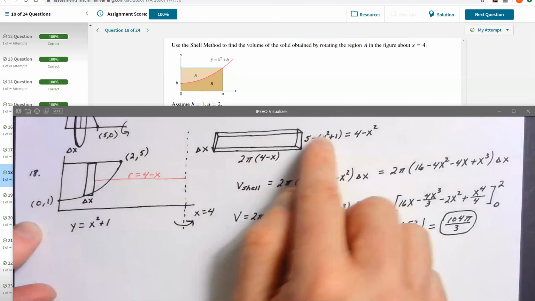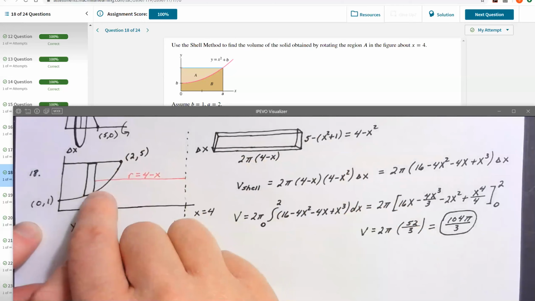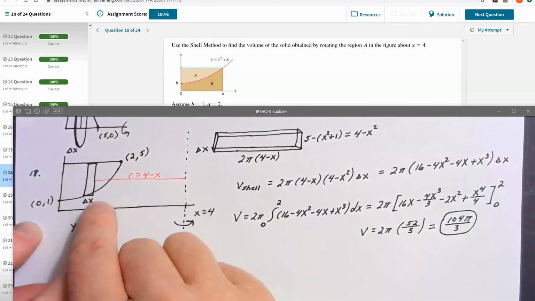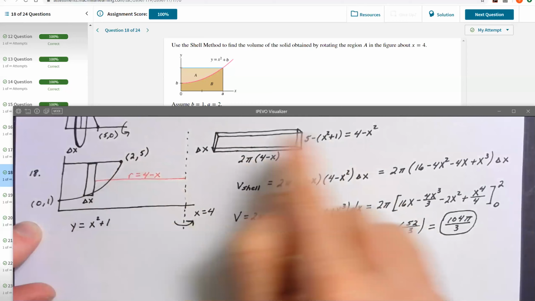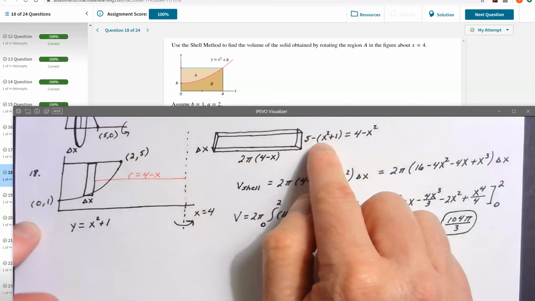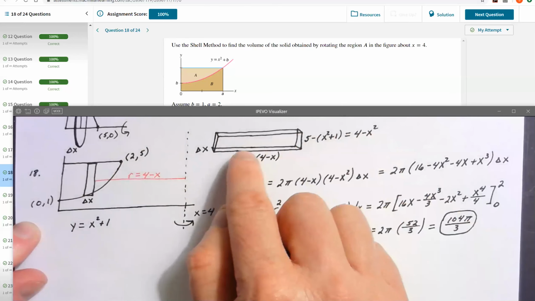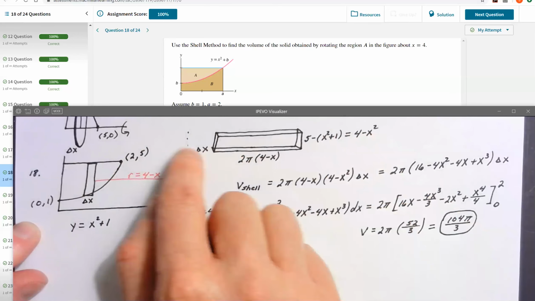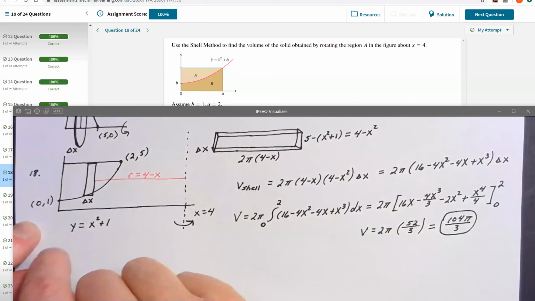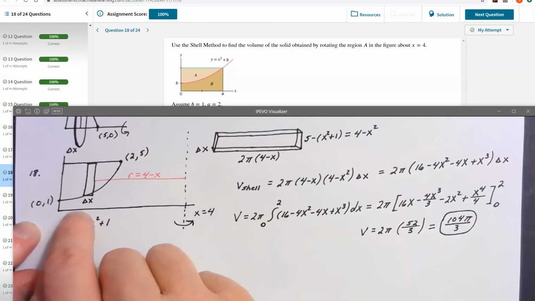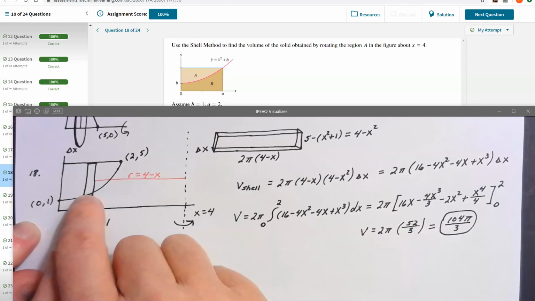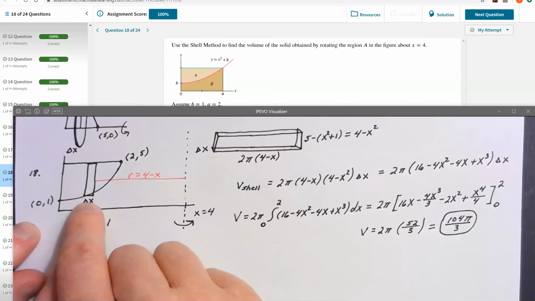The height of my curve is the top curve minus the bottom curve. The top curve is 5. Your bottom curve is x squared plus 1. 5 minus the group x squared plus 1 becomes 4 minus x squared. So now we have the base, we have the height. We know that the depth of my rectangular solid is going to be delta x, because each rectangle's width is determined by a change in the x-axis, not the y-axis.